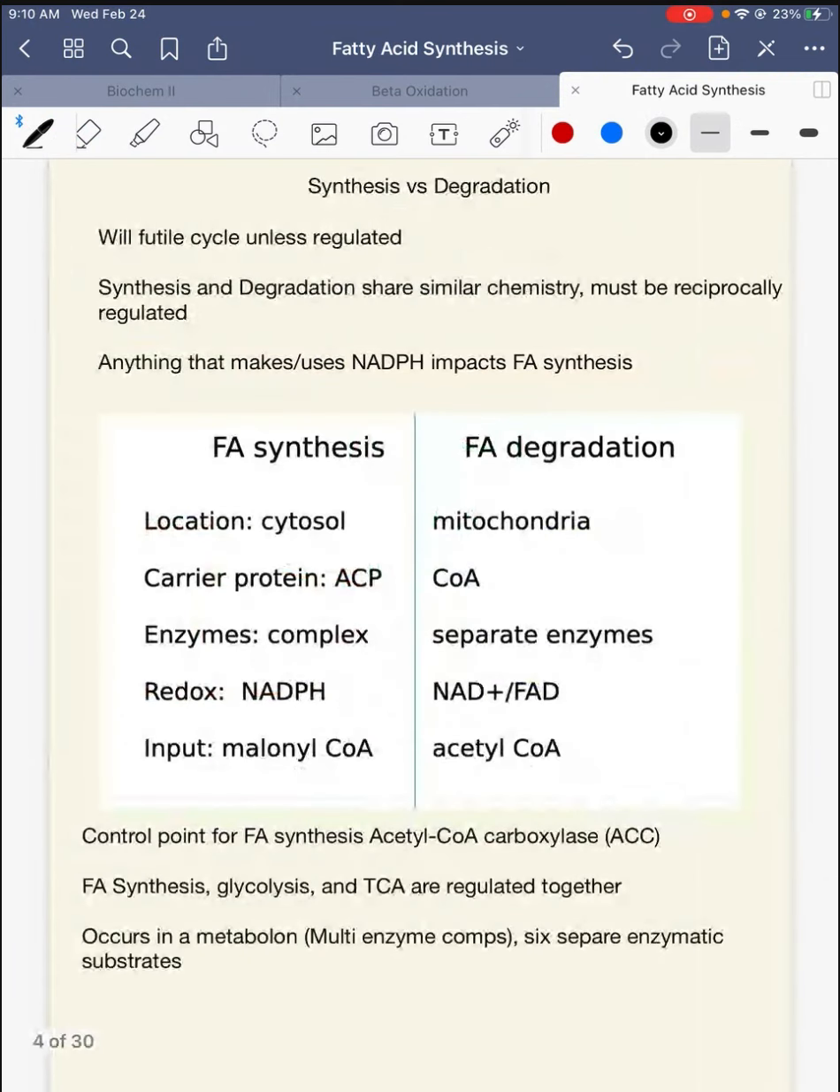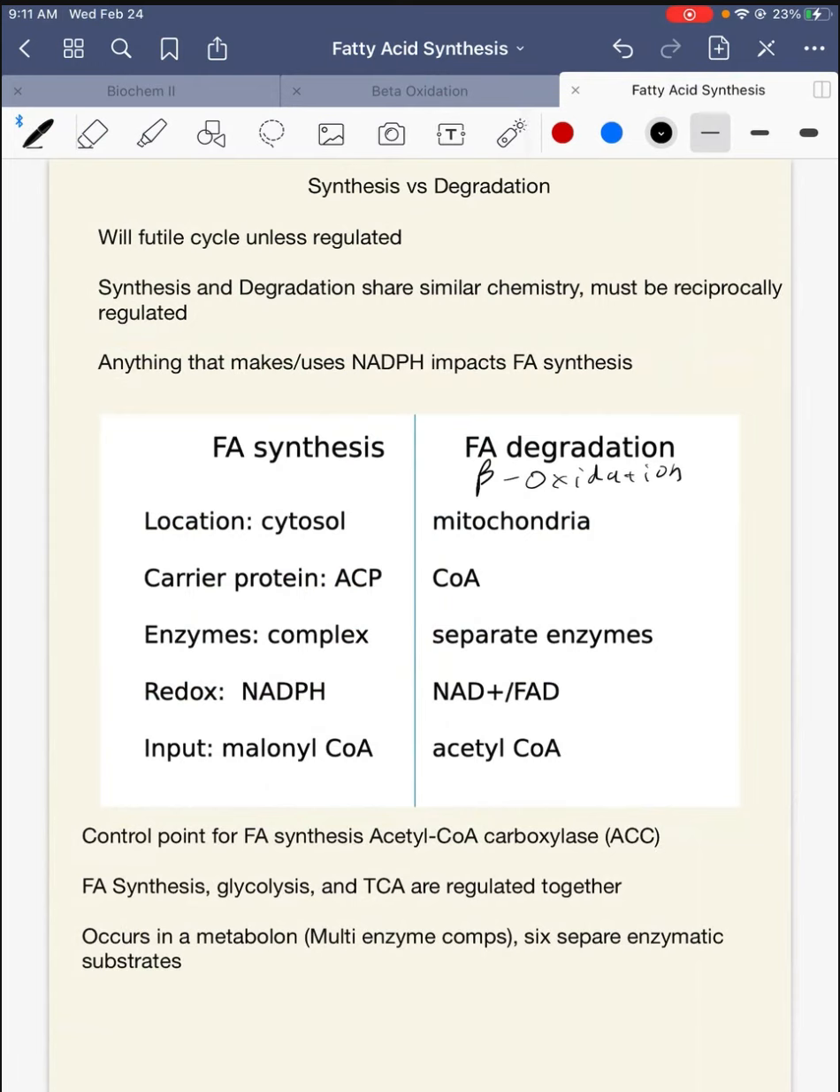Okay, so let's discuss a little bit about the difference between fatty acid synthesis and fatty acid degradation. So this is the same as beta oxidation. So it can be called different ways. And the reason it's called beta oxidation is because you're oxidizing a beta carbon. And when you do that, you break down fatty acids. So it can be called beta oxidation or fatty acid degradation.